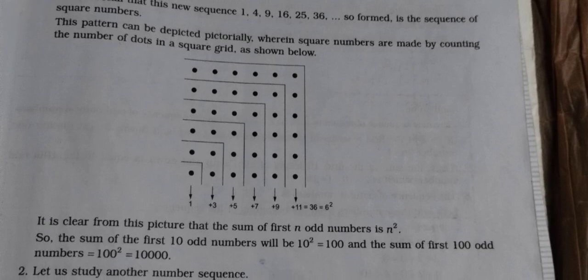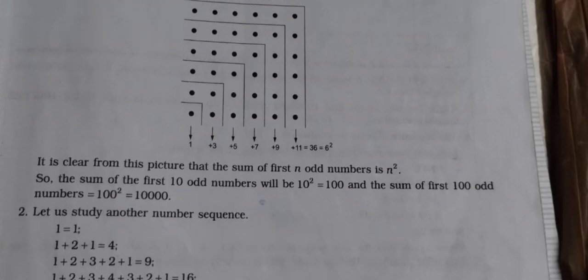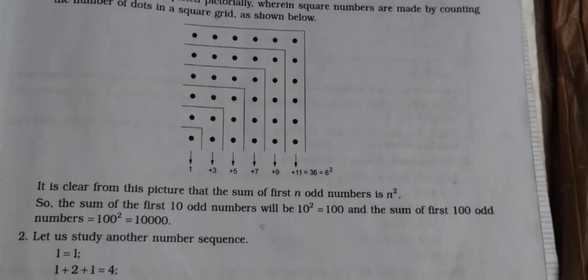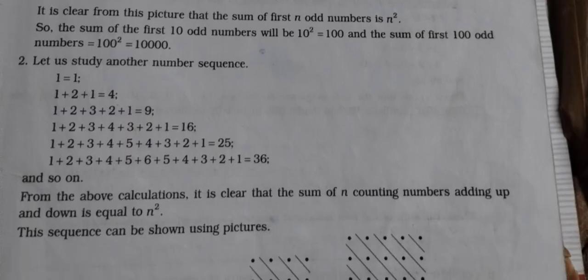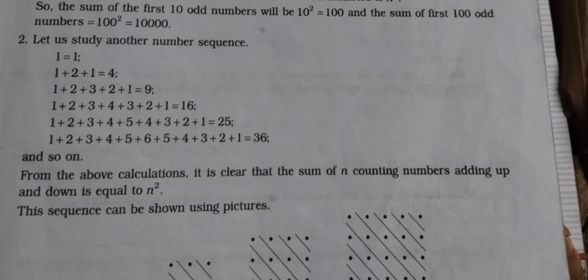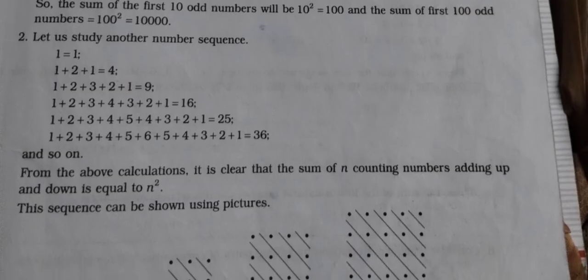numbers. It is clear from this picture that the sum of the first n odd numbers is n squared. So the sum of the first 10 odd numbers will be 10 squared, which equals 100, and the sum of the first 100 odd numbers equals 100 squared, which is 10,000.